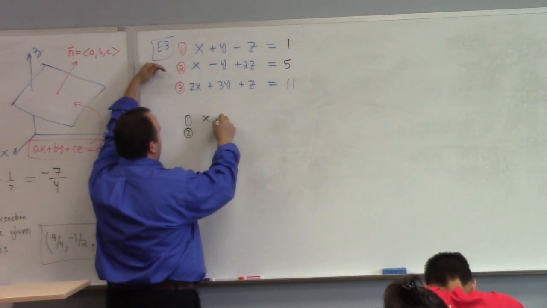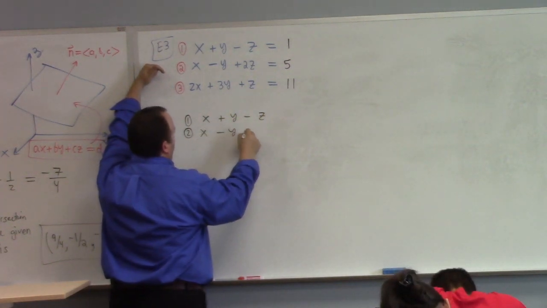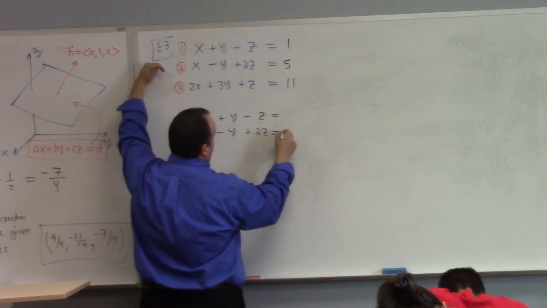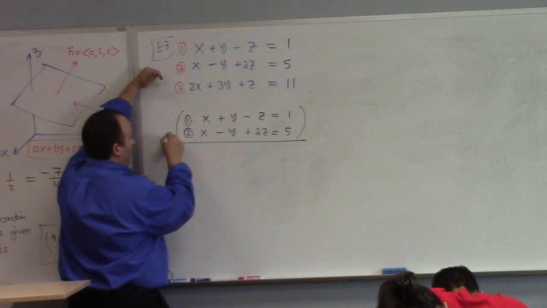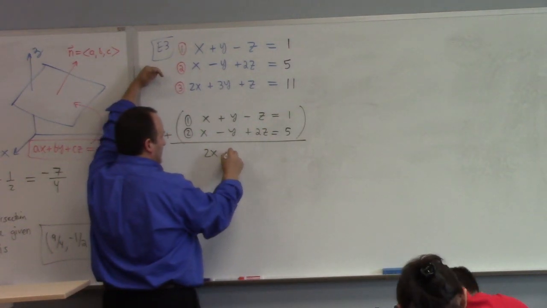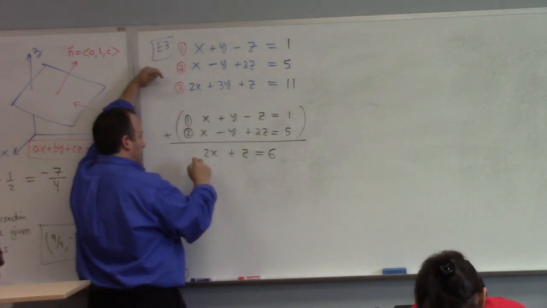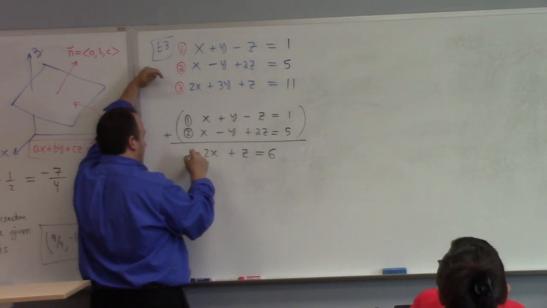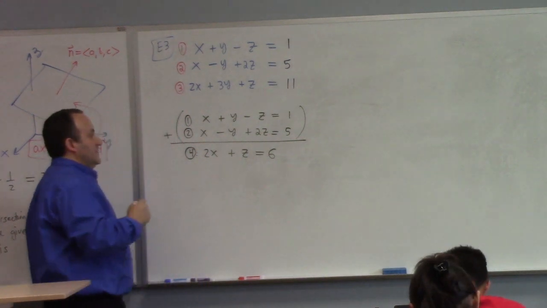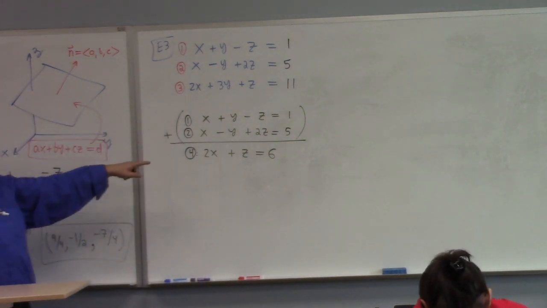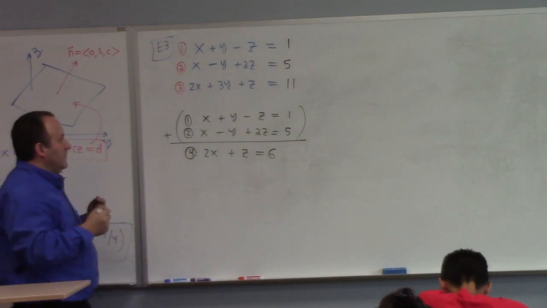If we add those, what happens when we add these guys? Eliminate the y, so we get 2x plus z equals 6. We're going to give this a name, 4. All right, here's equation 4. What else can we do? We'd like to find another equation without y. How can we achieve that? Another equation without y.